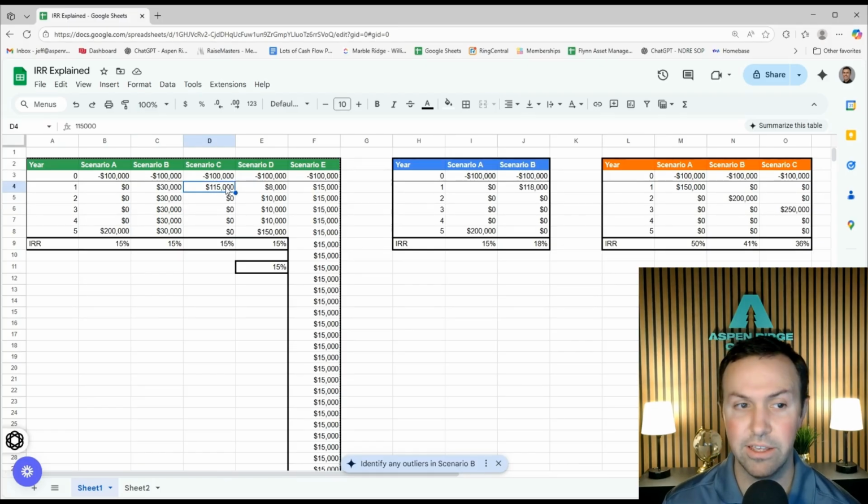Now, in scenario C, we're going to invest $100,000, and then 1 year later, we get $115,000. A real-world application of something like this would be if you're a private lender, and you're going to charge somebody 12% to borrow money from you to go flip a home.